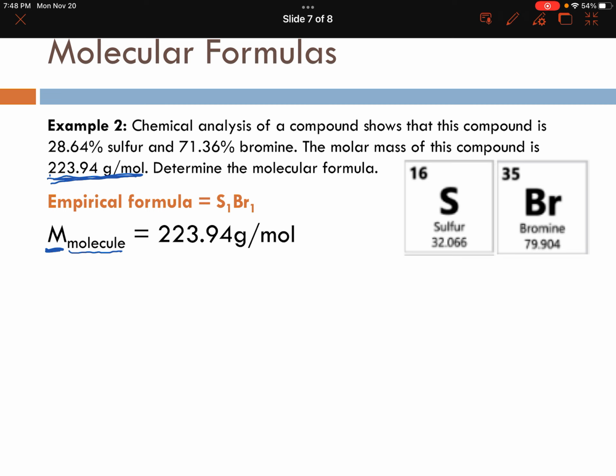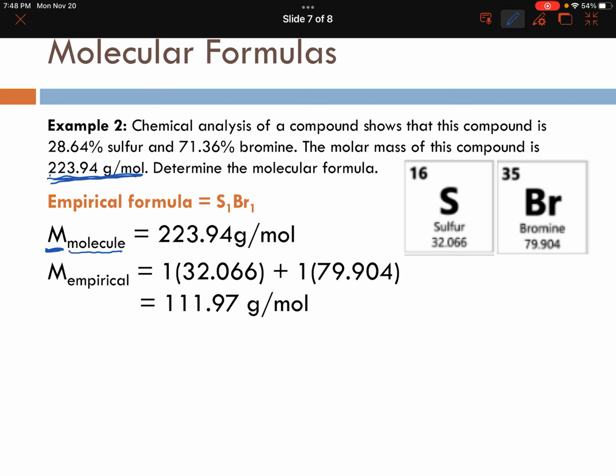I can figure out the molar mass of my empirical formula pretty straightforwardly. In my empirical formula, there's 1 sulfur, so I put 1 sulfur in, and I multiply it by the molar mass of sulfur, which is 32.066 grams per mole on the periodic table. There's 1 bromine, so I take 1 bromine and multiply by the molar mass of bromine on the periodic table, 79.904. Add those two together and I get 111.97 grams per mole.